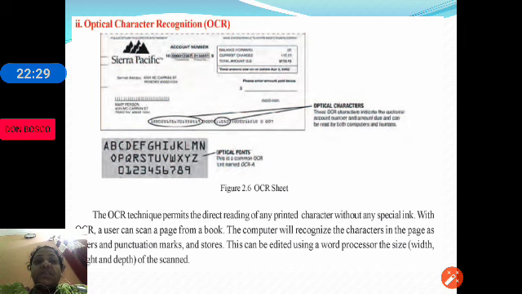OCR can scan a page from a book. The computer will recognize the characters in the page as characters and punctuation marks and store them. It is generally used to copy the information so that the editing work can be done easily. OCR stands for optical character recognition.